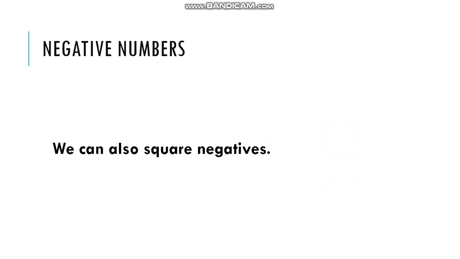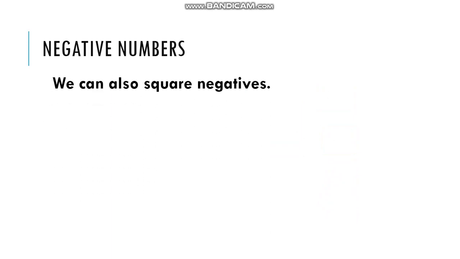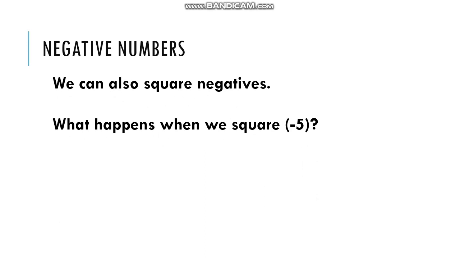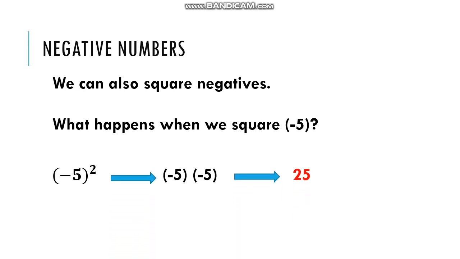Negative numbers. We can also square negatives. What happens when we square negative 5? Negative 5 squared. Multiply negative 5 by itself 2 times. Negative 5 times negative 5 gives us 25.